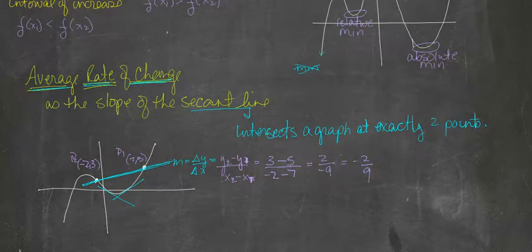So the takeaway here is that the secant line is the line that intersects a curve at exactly 2 points, and that the average rate of change between those 2 points on a curve can be defined as the slope of the secant line.